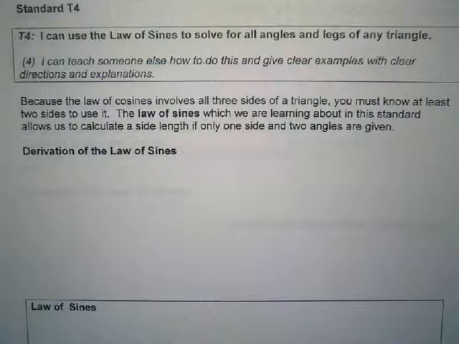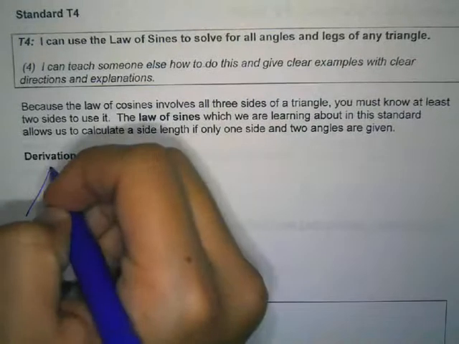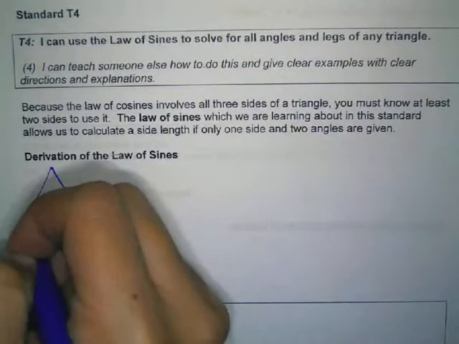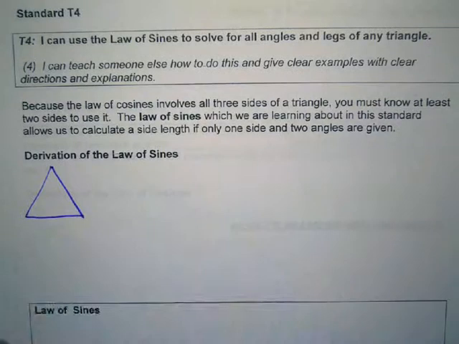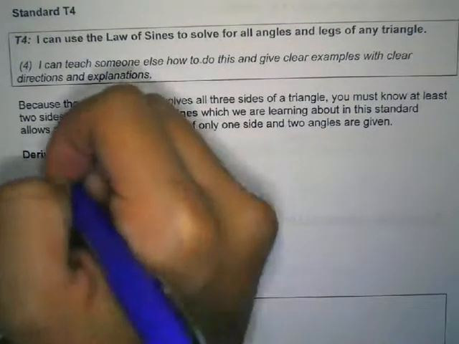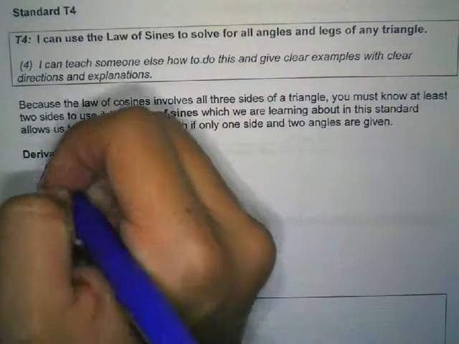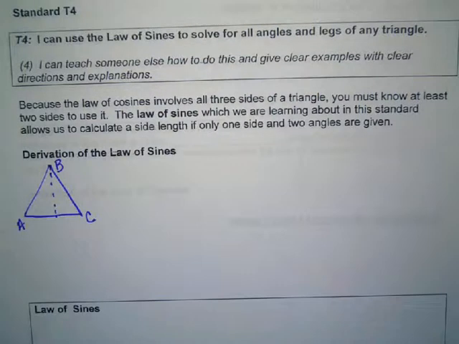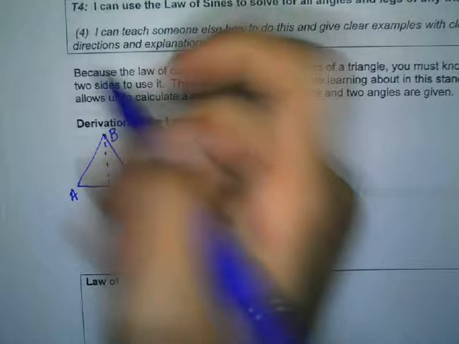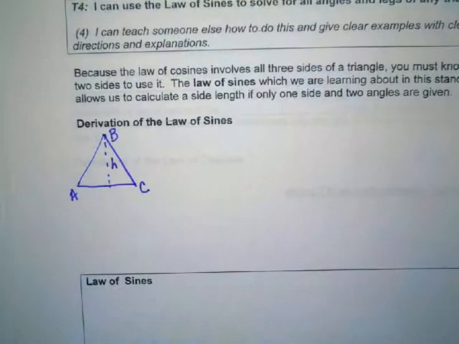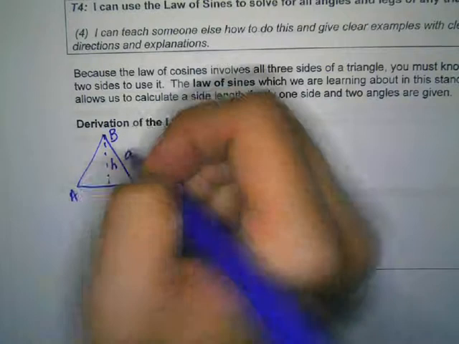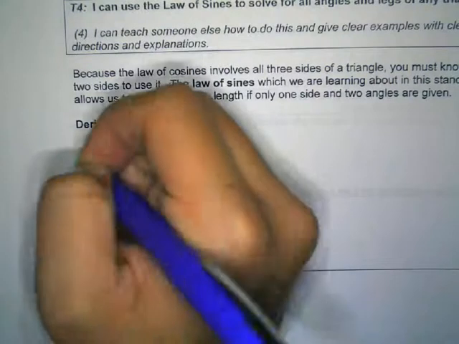Okay. Let's start with a triangle. We're going to label that triangle ABC. And then I want you to draw in the altitude of that triangle and label it as H. I think we'll also need to label sides. So side A, side B, side C.